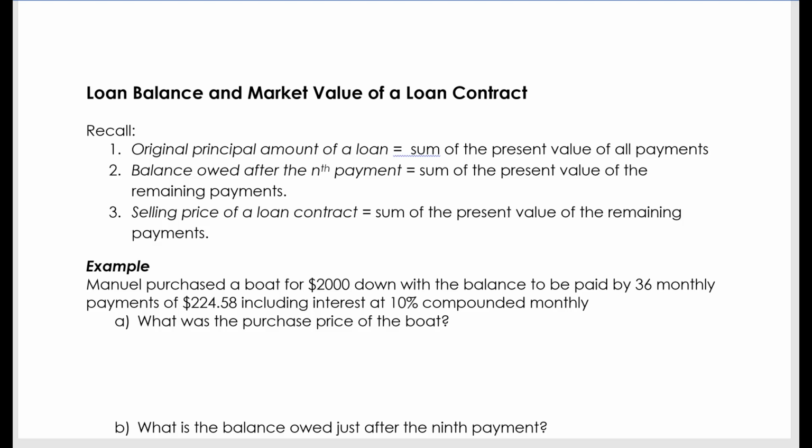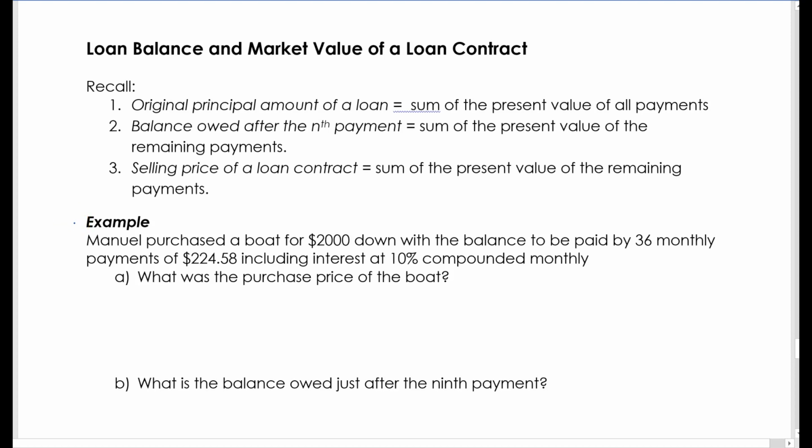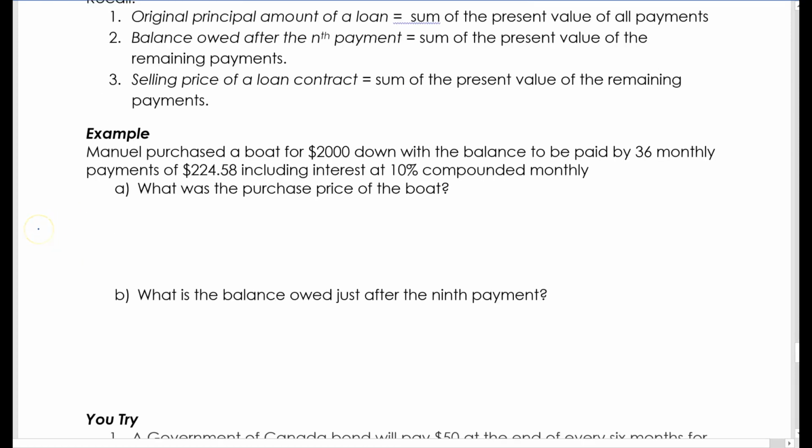Okay, so let's look at some examples. Manuel purchased a boat for $2,000 down, with the balance to be paid by 36 monthly payments of $224.58, including interest at 10% compounded monthly. What was the purchase price of the boat?